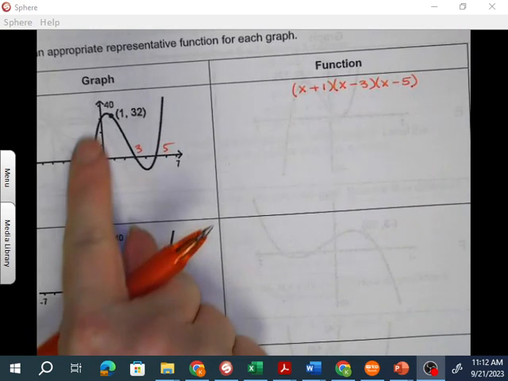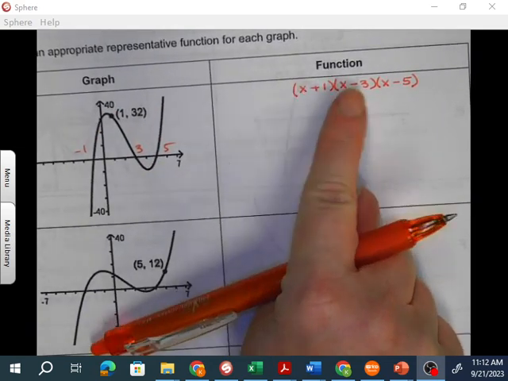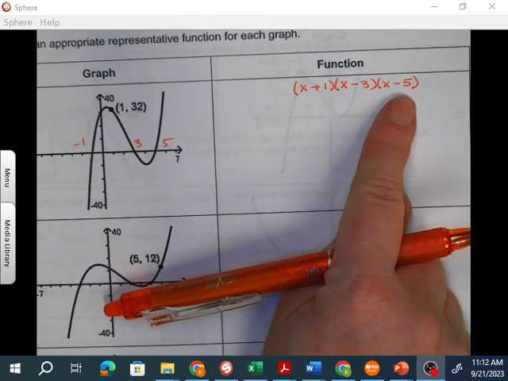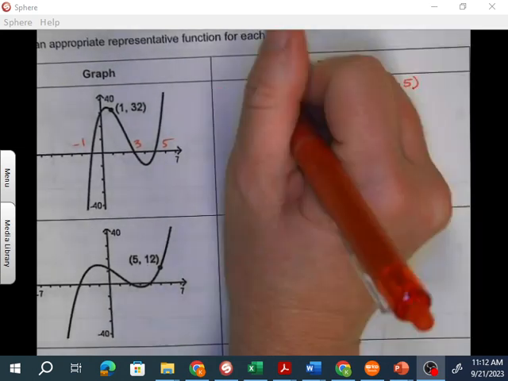It's cubic, I can tell by looking at it. It's 2 bumps, it should be cubic. I have 3 x-intercepts, so I should be good. Don't have to double anything, I don't have any bouncing. So I'm going to put an a in front, and this is f of x.